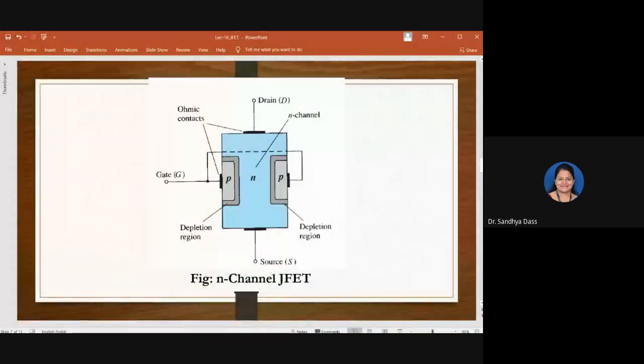So the basic construction of N channel, you can observe there on the slide now. The major part of the structure. Ma'am, the slide is not visible. Okay. Yeah. Now it is visible?